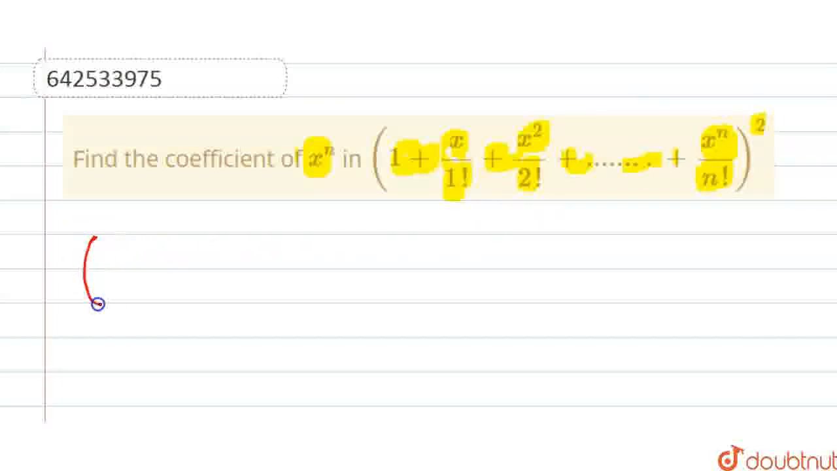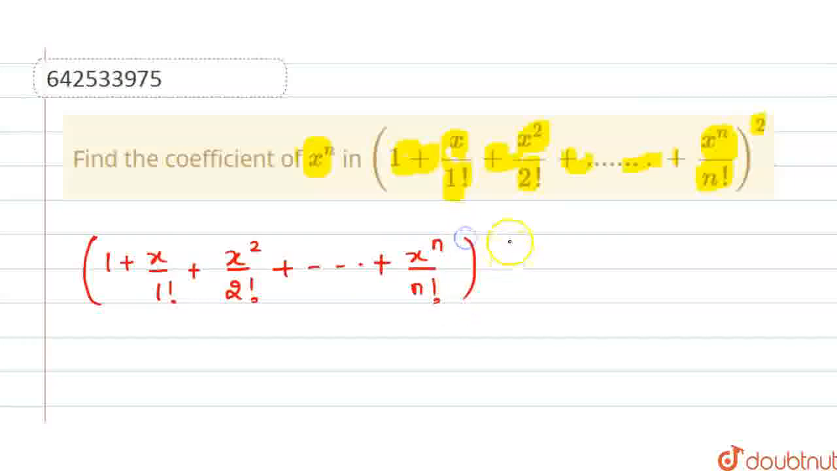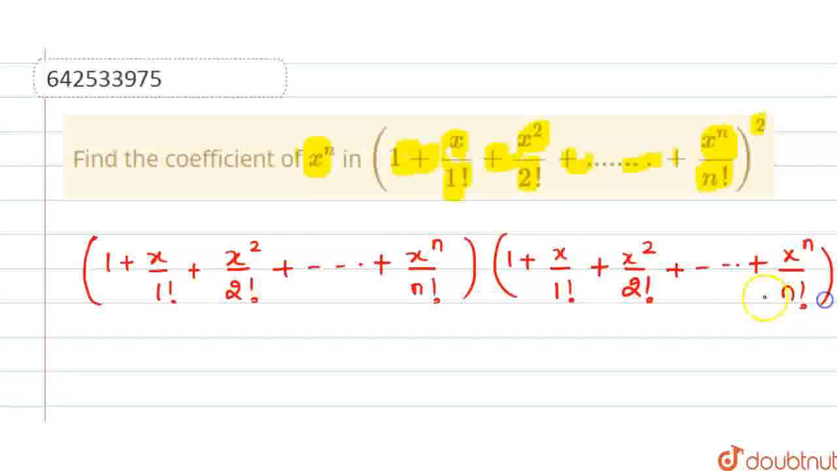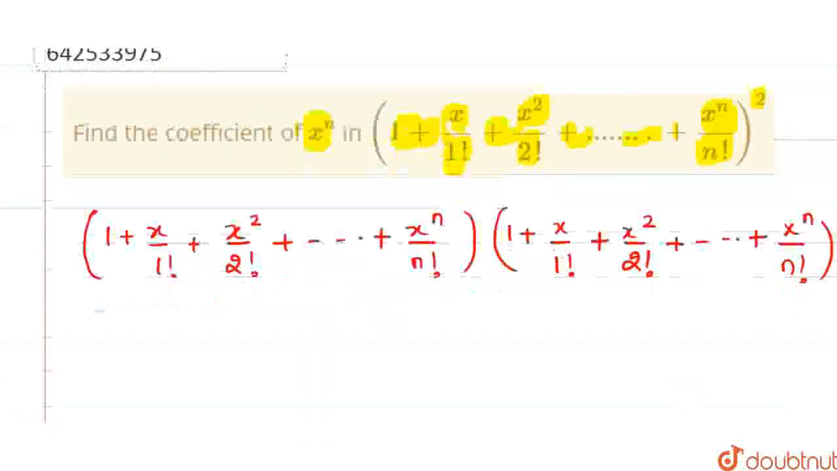So, this can be written as this expression multiplied into itself 2 times, right? This is the meaning of square. So this is 1 plus x by 1 factorial plus x square by 2 factorial and so on up till x raised to the power n upon n factorial, into 1 plus x by 1 factorial plus x square by 2 factorial and so on up till x raised to the power n upon n factorial. Right. What I did, I just opened the square. I have just written the square in the multiplication form or in the product form.